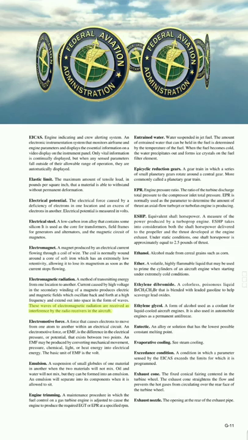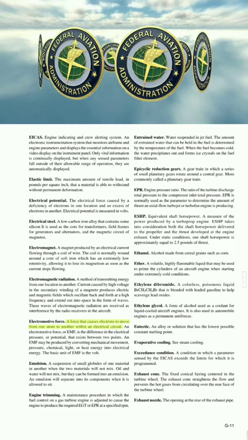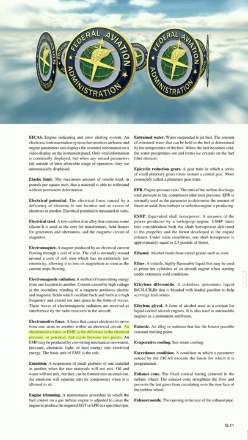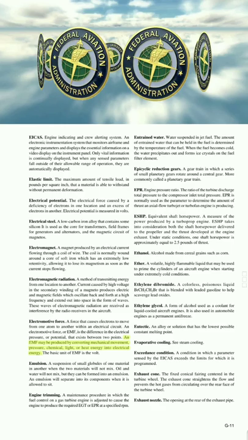Electromotive force. A force that causes electrons to move from one atom to another within an electrical circuit. An electromotive force, or EMF, is the difference in the electrical pressure, or potential, that exists between two points. An EMF may be produced by converting mechanical movement, pressure, chemical, light, or heat energy into electrical energy. The basic unit of EMF is the volt.